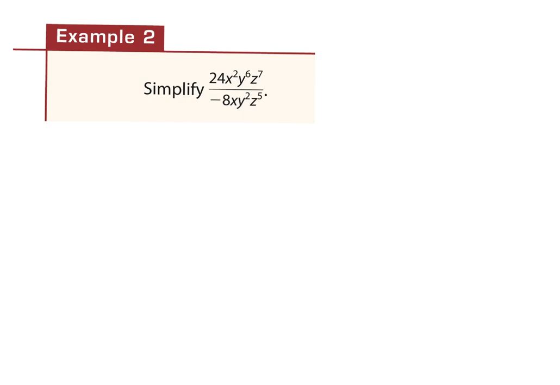I told you they get bigger. Okay? So what I like to do when I'm first learning how to do this is set up individual quotients, all right? So I would take my numbers, my 24 and my negative 8, and I would write that here. And then I would take my x's. On top I have x squared, and on bottom I have x to the first power. Then I'm going to take my y's, y to the 6th over y squared. And then I'm going to take my z's, z to the 7th over z to the 5th.